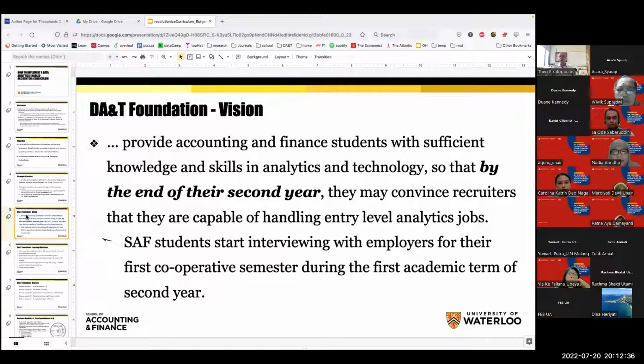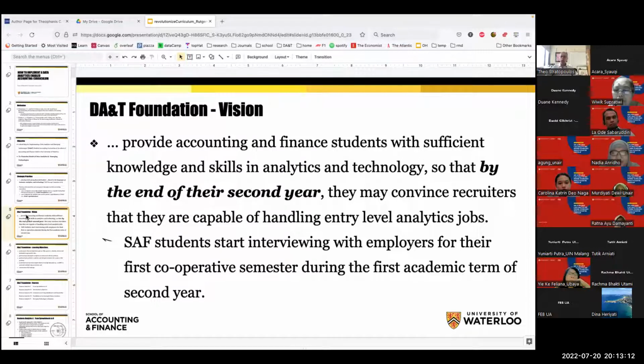Now we have a vision for the students that finish their second year. In other words, by the time you finish your second year, what do we want you to know? And this became the foundation, what we call the data analytics and emerging technology foundation component of our curriculum. We want students, by the time that they're done with the second year, to be able to handle entry-level jobs in accounting analytics.